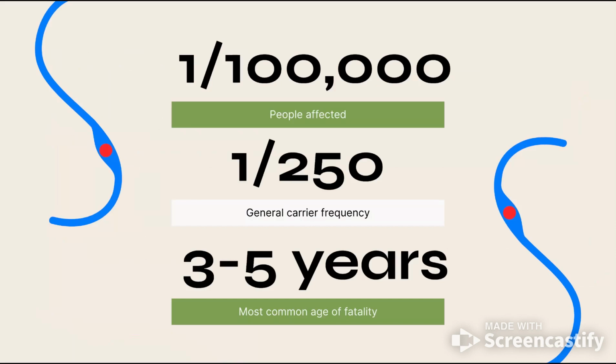So here are some statistics on Tay-Sachs disease. 1 in 100,000 people are affected. 1 in 250 people will be a carrier of the Tay-Sachs disease, but this frequency is much higher in Jewish communities, being 1 in every 27 people. And then the most common age of fatality is 3 to 5 years old.